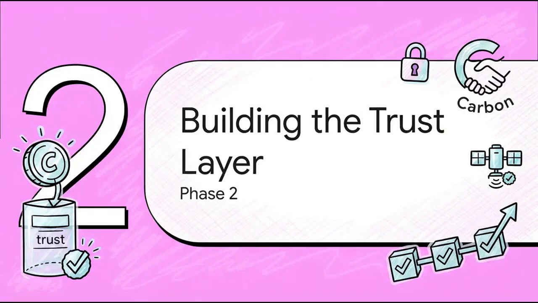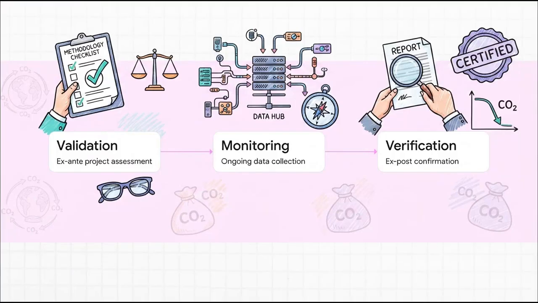So, let's assume we've designed our asset and set those baselines. Now we move into phase 2, building the trust layer. This is the MRV phase, where we've got to clear 3 massive hurdles: validation, monitoring, and verification. First up is validation, which is a strict, upfront, ex-ante assessment by an independent third party. They make sure the project meets all methodology requirements before it even gets off the ground.